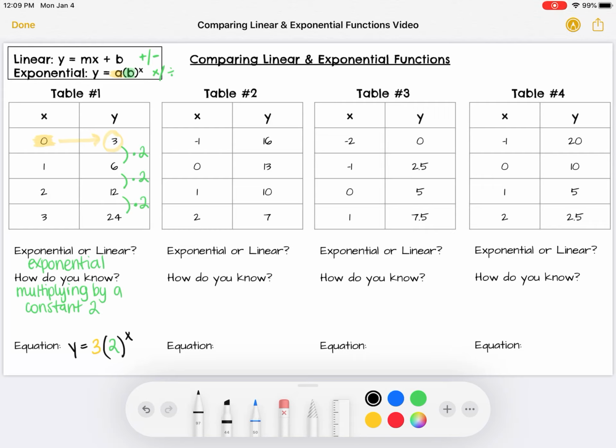So I'll say that one more time. We got the 3. The 3 is the starting value, so the y value when x is 0, also known as the y-intercept. So that number in the table, we go to where x is 0. We see the y value is 3. So our a must be 3.